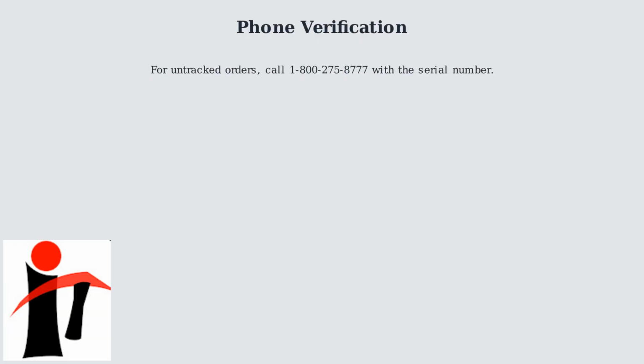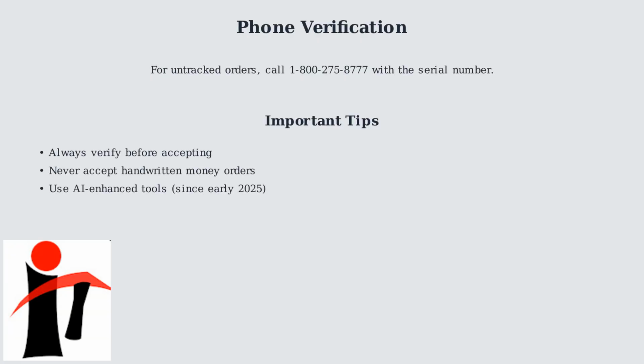For orders that can't be tracked online, call USPS customer service at 1-800-275-8777 and provide the serial number. Remember to always verify before accepting, and never accept handwritten money orders as they are prone to fraud. Since early 2025, USPS has added AI-driven fraud detection to flag suspicious orders.